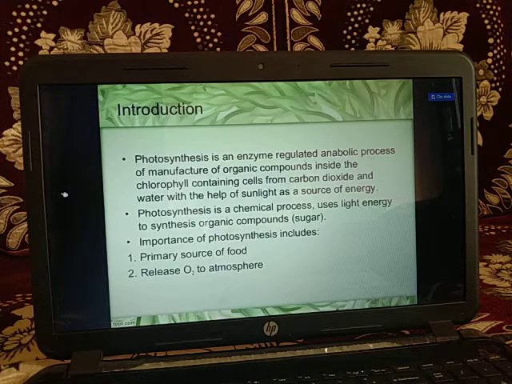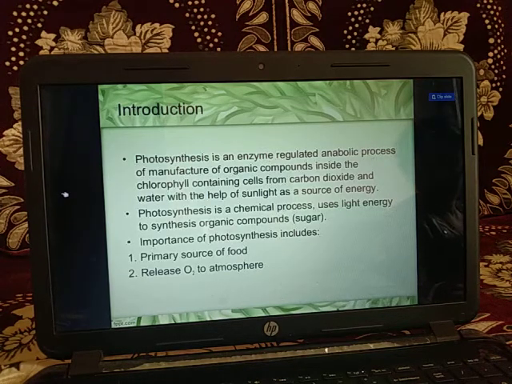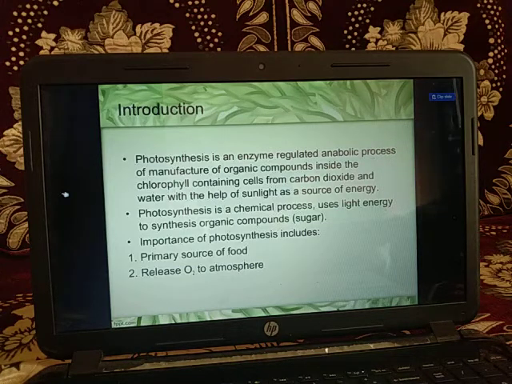In green sulfur bacteria, when H2S instead of H2O was used as the hydrogen donor, no oxygen was evolved. He inferred that oxygen evolved by green plants comes from water but not from carbon dioxide as thought earlier. So if you are asked who proved that the source of oxygen released by the plant is water, not carbon dioxide, that was proved by Van Niel.